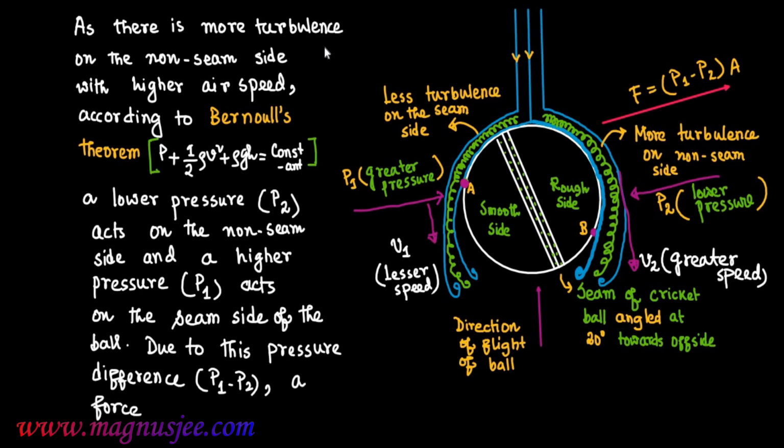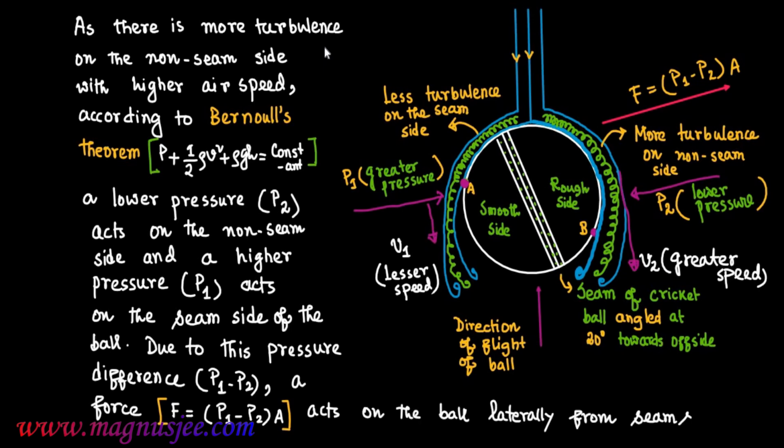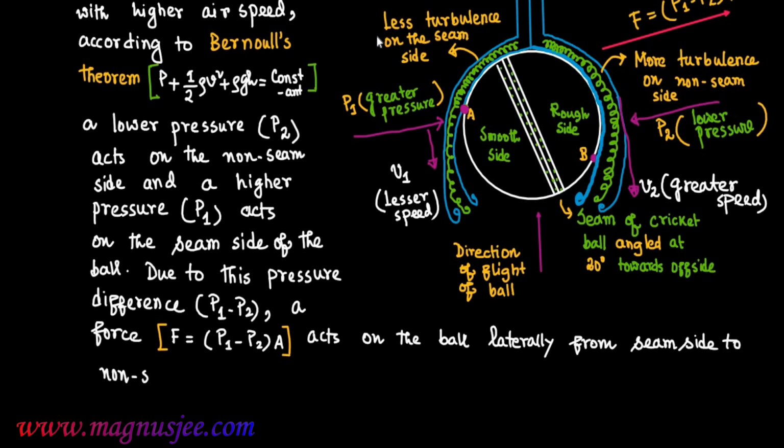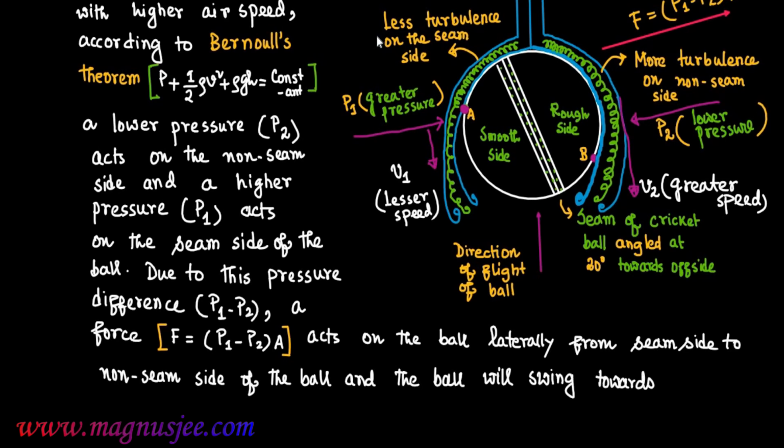Due to the pressure difference P1 minus P2, a force F equal to P1 minus P2 into A, where A is the area of cross section of the cricket ball, acts on the ball laterally from the seam side to the non-seam side of the ball, and the ball will swing towards leg side.